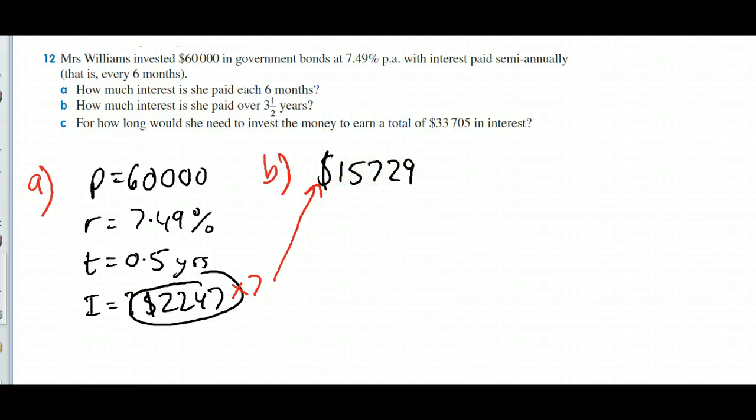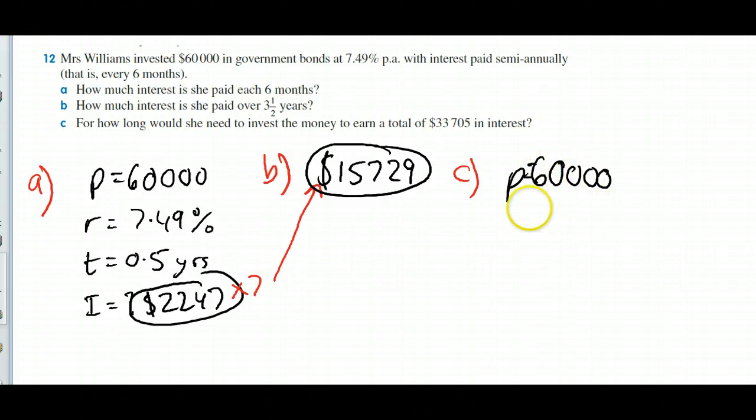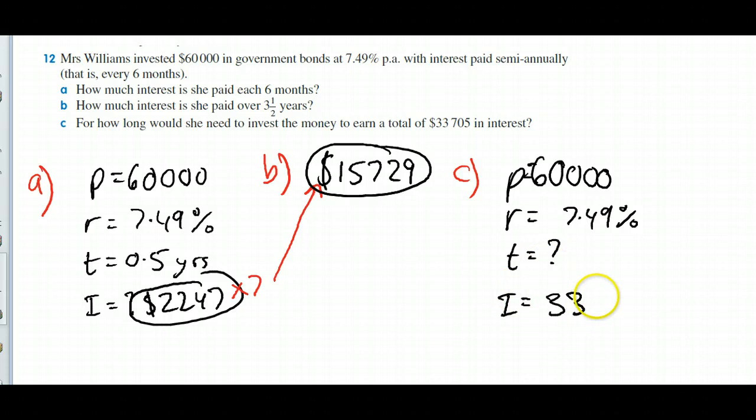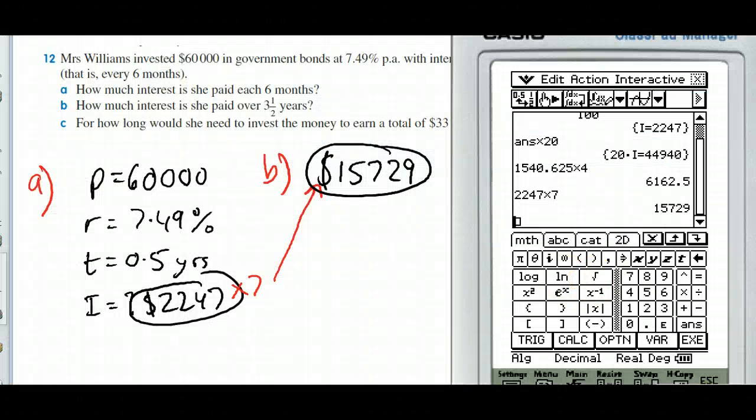And then lastly, in part C, it asks, for how long would she need to invest the money to earn a total of $33,705 in interest? So now we're saying that P is 60,000 still. R is 7.49 still, 7.49%. The time is what we don't know now, and we've been told the interest that we want to accrue is 33,705. So let's put all that into the calculator.